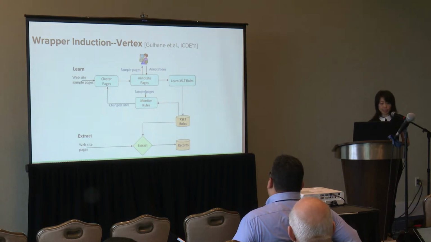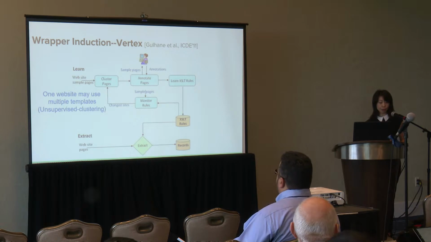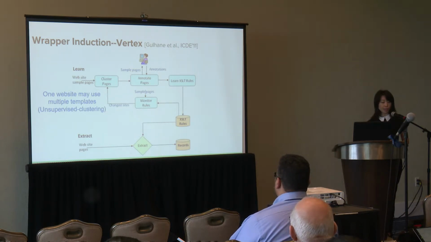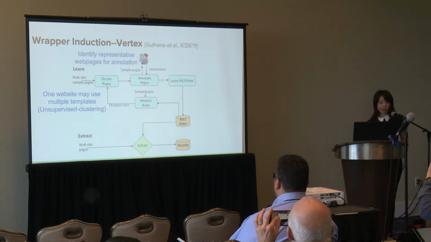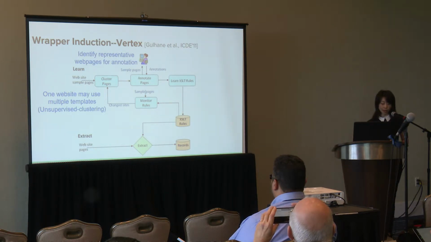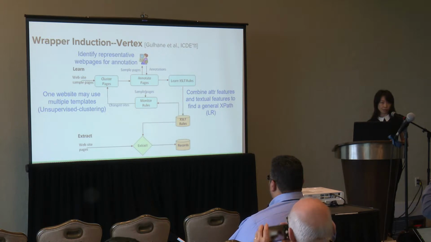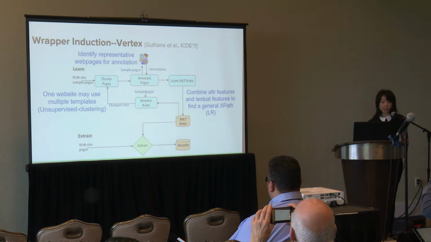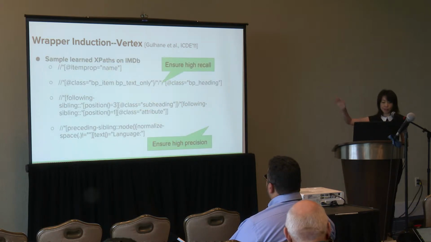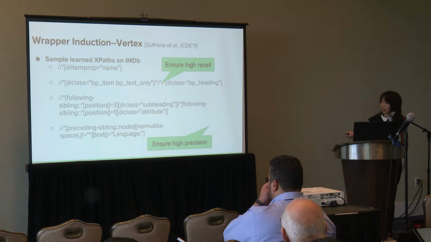So this Vertex wrapper induction method will first cluster the web pages into clusters, each one corresponding to some template. Then it identifies the representative web pages for each cluster and asks for annotations from manual work. After that, it learns the XPaths using some simple logistic regression learning. And then it generates a whole bunch of XPath rules which can be used to extract from new data sources. These are example XPaths we are learning. We see a lot of stars, which ensure high recall, and also various constraints which ensure high precision.